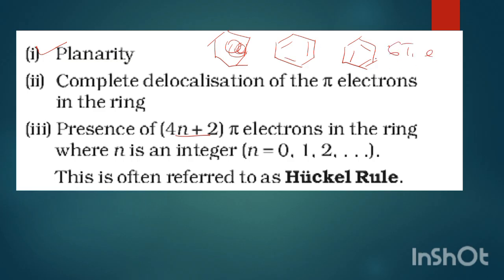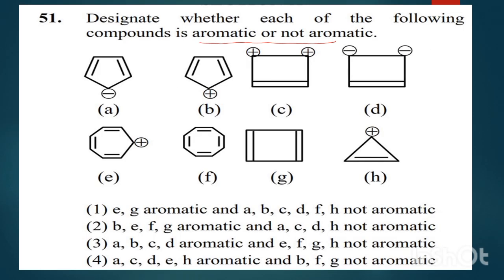Because there are 3 pi bonds, and the number of electrons in one bond is 2, therefore 3 pi bonds will have 6 electrons. This rule is known as Huckel's rule. So we have to know whether the compounds given above are aromatic or not, so they must follow those three rules.